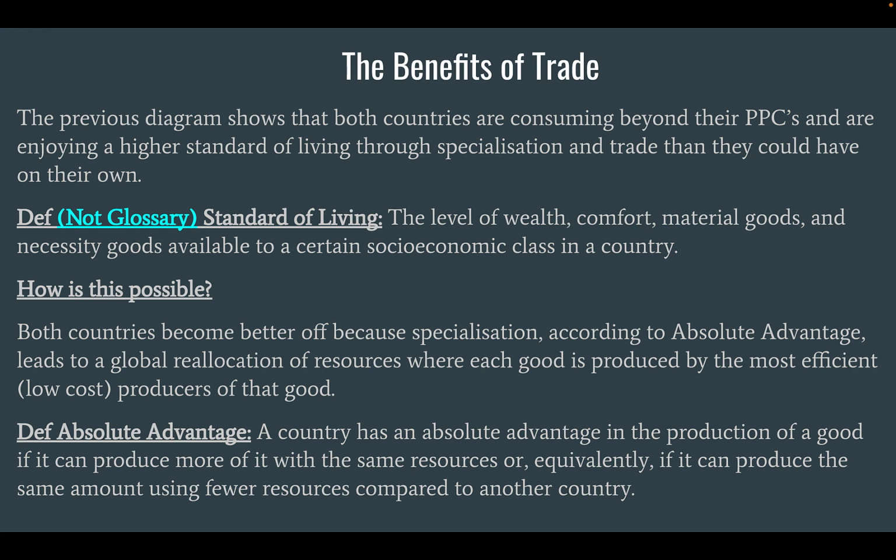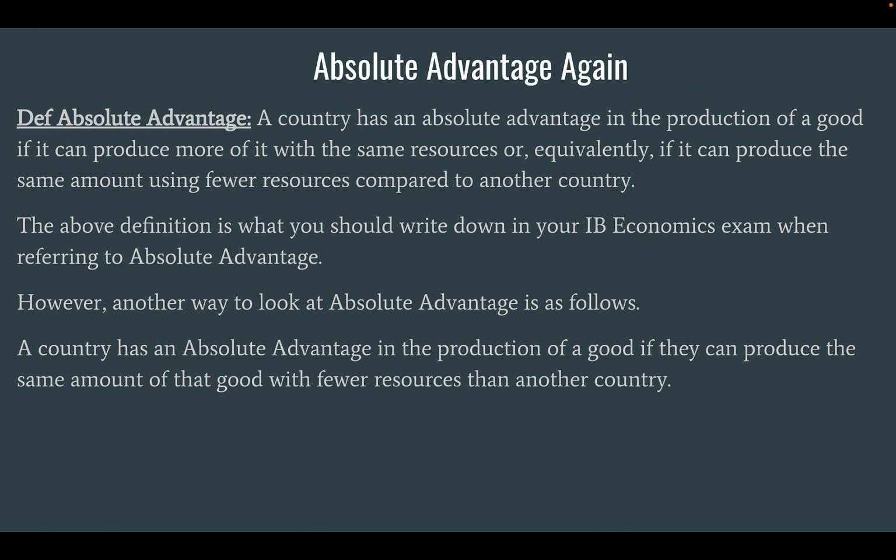And absolute advantage means producing the thing you use up fewer resources in making. That's what that means. I've said that. Again, forgive me for repeating myself. A country has an absolute advantage in the production of a good if they can produce the same amount of that good with fewer resources than any other country.